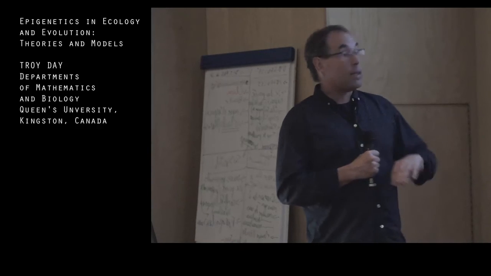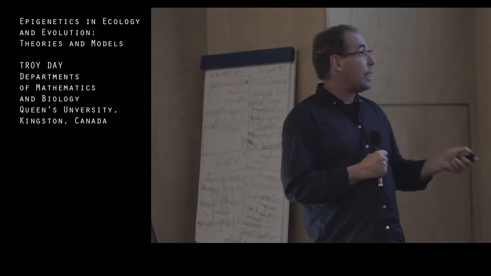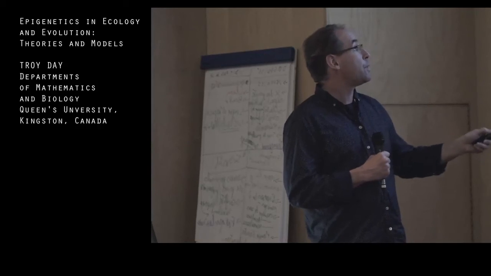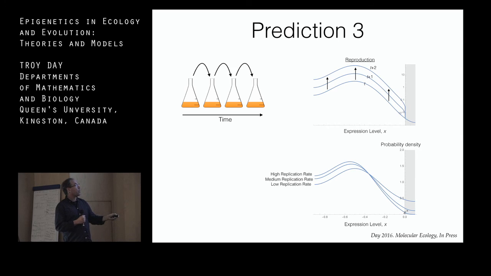So if you look at the density, this is the probability density of cells of different expression levels under different replication rates. As the replication rate gets really high, so if the resources are really abundant, it becomes very skewed so that the fraction of the population that are persister cells goes to zero as the replication rate gets big relative to the mutation rate.